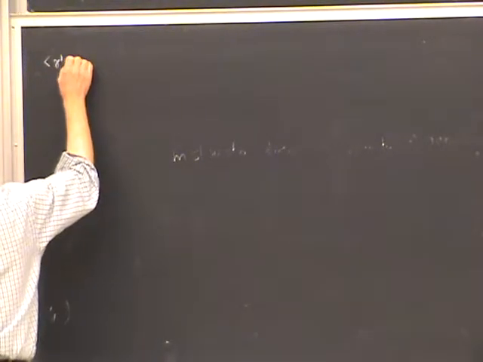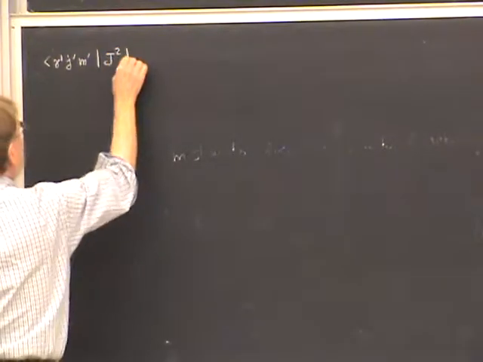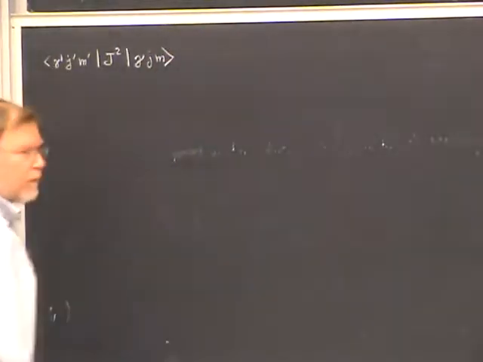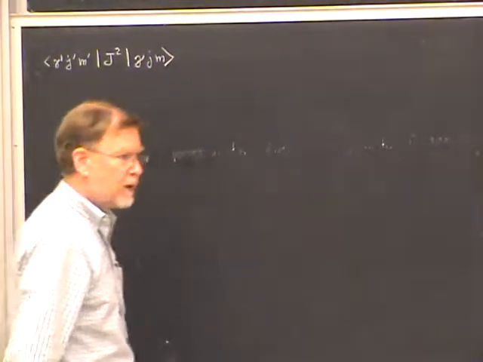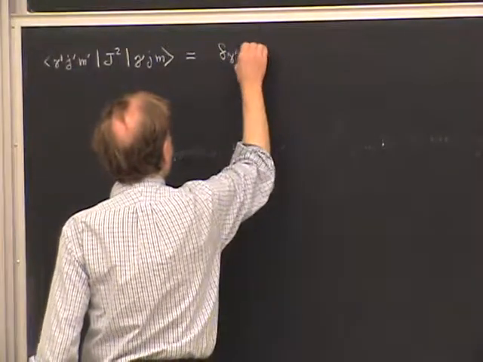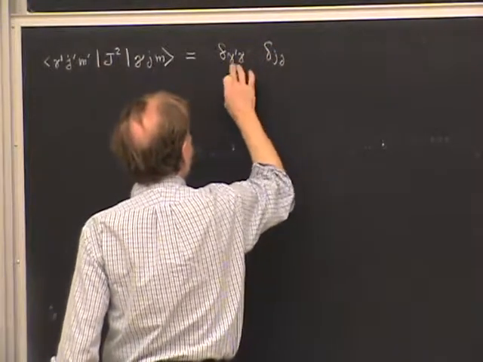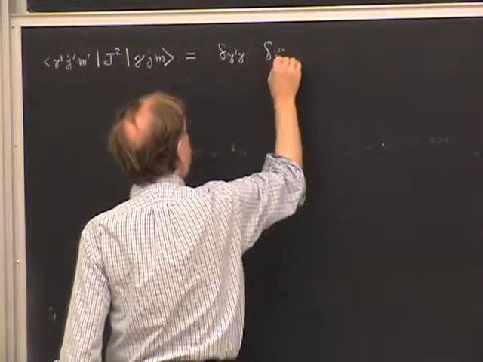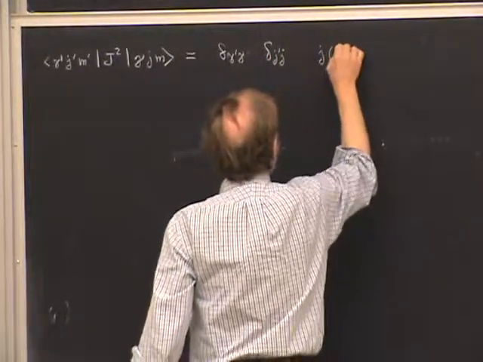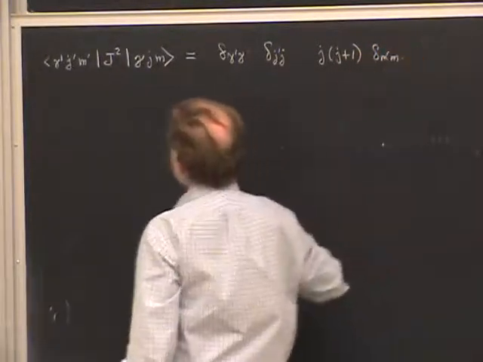For example, for j squared, we'll have gamma prime, j prime, m prime, and then sandwiched around j squared, gamma, j, m on the right-hand side, an arbitrary matrix element of j squared with respect to the standard angular momentum basis. This is, first of all, the Kronecker delta gamma prime gamma, Kronecker delta j prime j, because the primes are on the left here and the unprimes are on the right. And then what's left over is j times j plus 1 times the Kronecker delta in the magnetic quantum numbers.